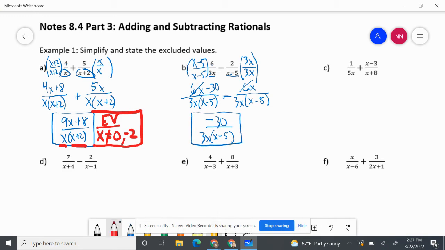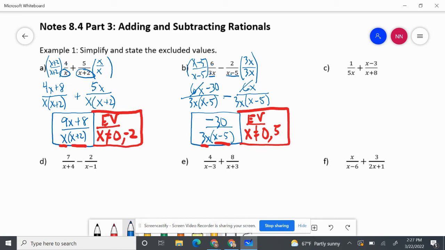Now our excluded value, we're looking at the denominator, and we're trying to figure out what gives us 0 for the denominator. Here we have a monomial again, so that would be 0. For x minus 5, a 5 would give us a 0.